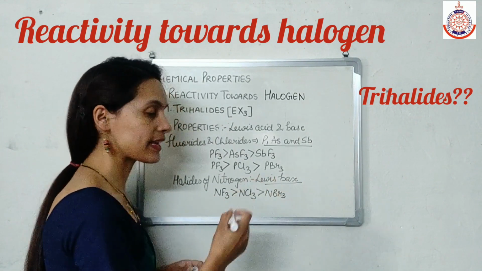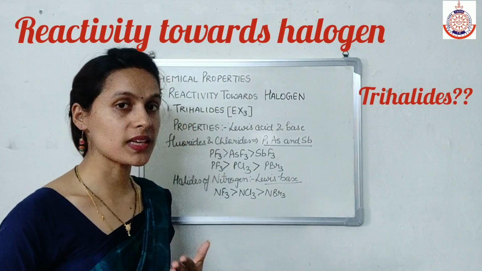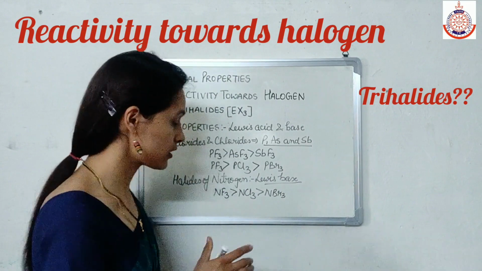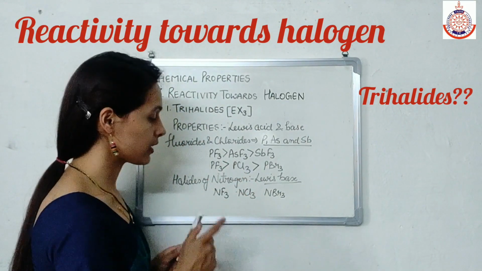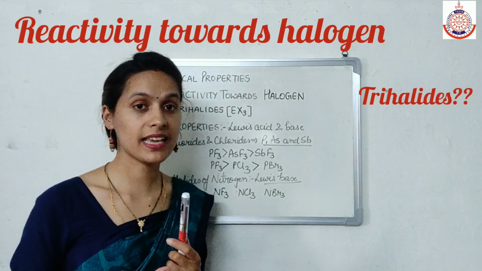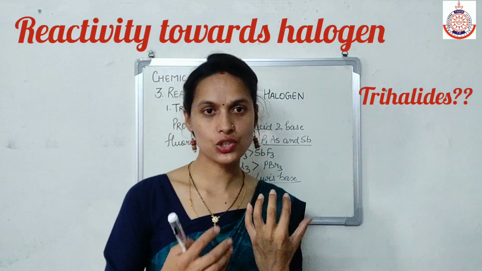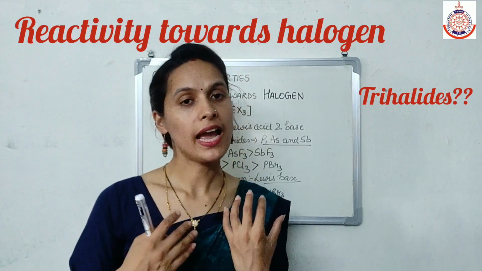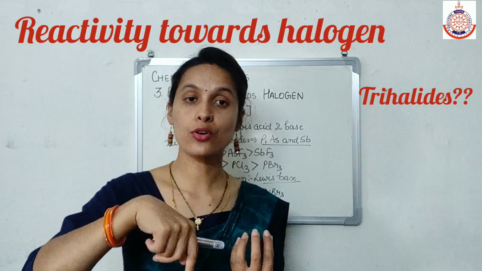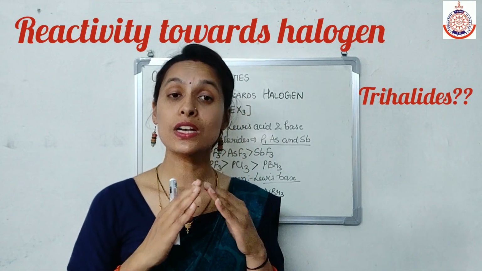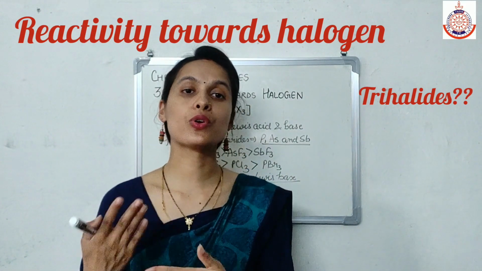with an increase in the electronegativity of the halogen atom, the Lewis basic character decreases. Why? Because fluorine attracts the shared pair of electrons towards itself, as a result of which the electron cloud around the nitrogen decreases, so it will not donate the electron. It will be difficult for the nitrogen to donate electrons.